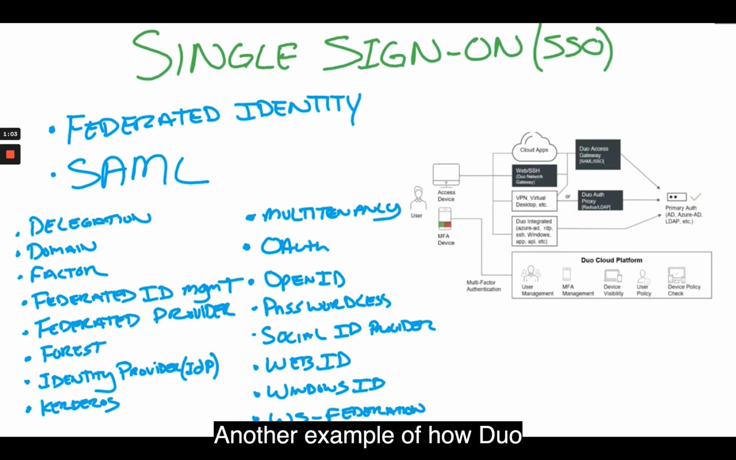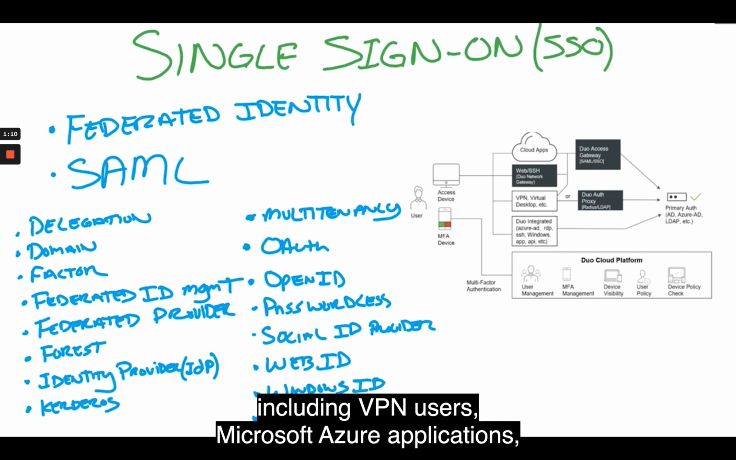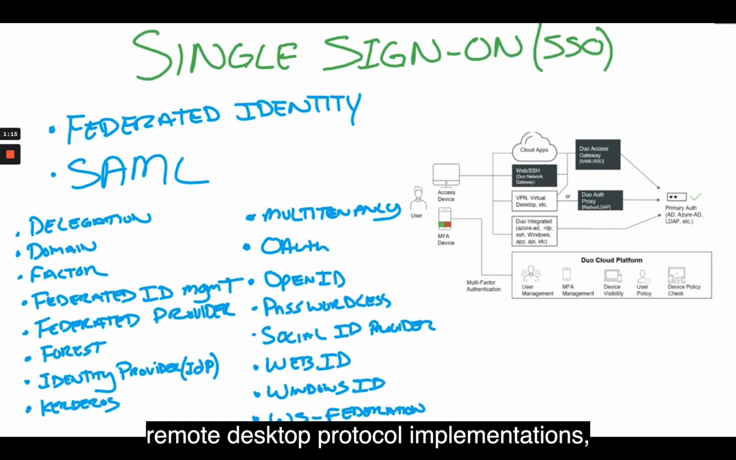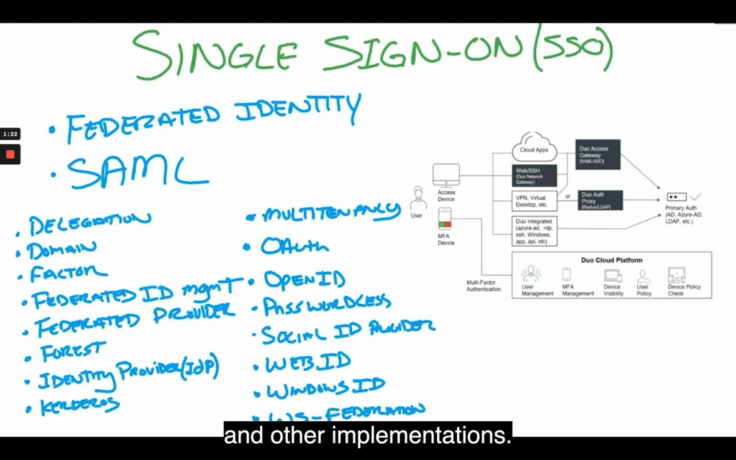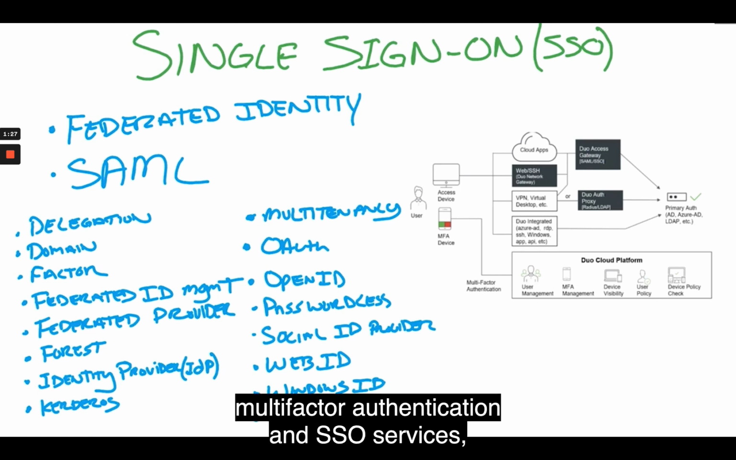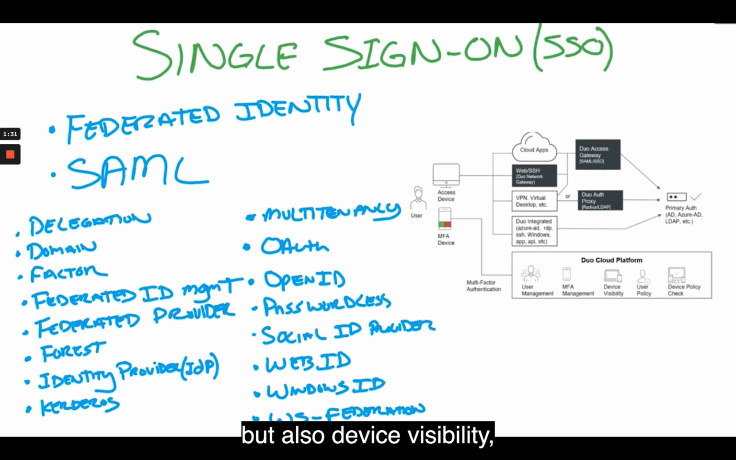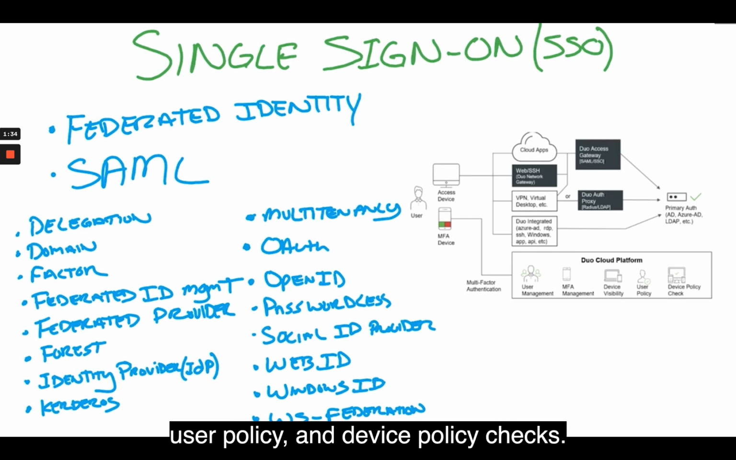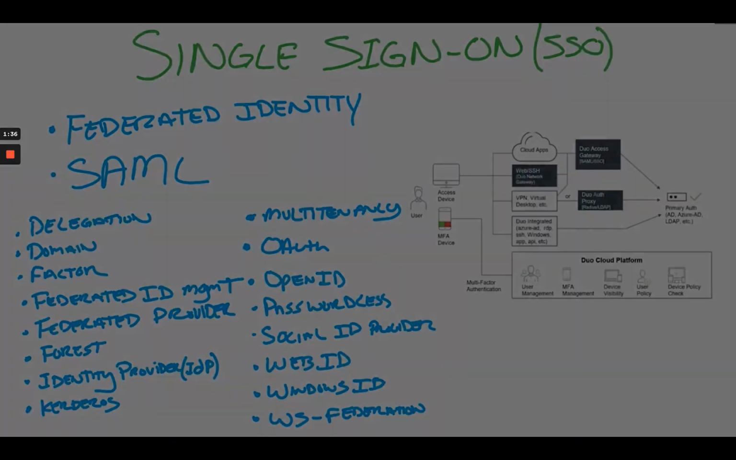Another example of how Duo provides user multi-factor authentication and SSO to different services, including VPN users, Microsoft Azure applications, remote desktop protocol implementations, secure shell, API app authentication, and other implementations. The Duo Cloud Platform not only provides multi-factor authentication and SSO services, but also device visibility, user policy, and device policy checks.